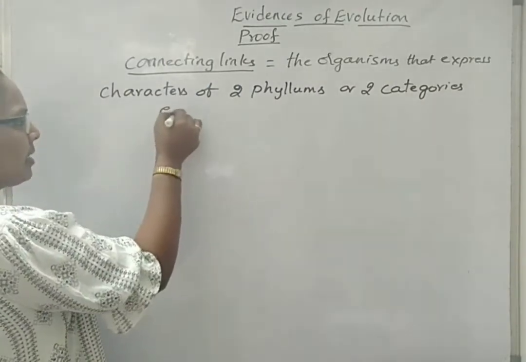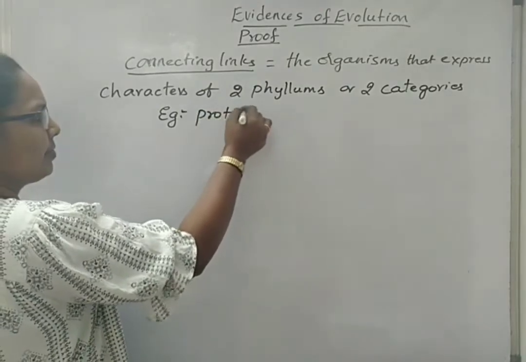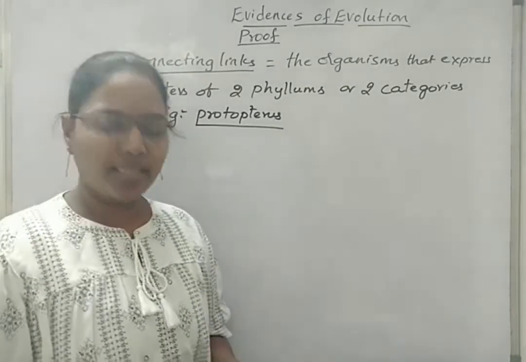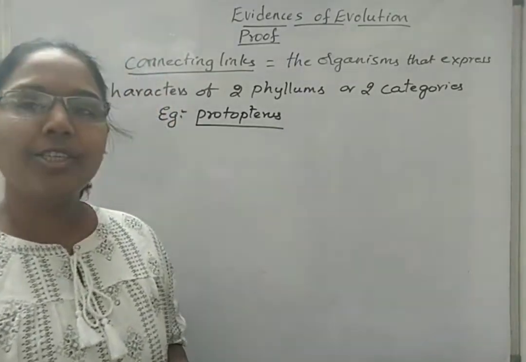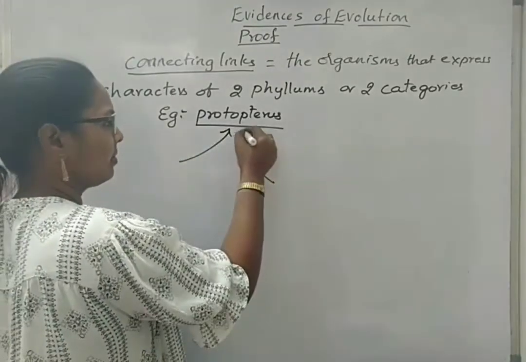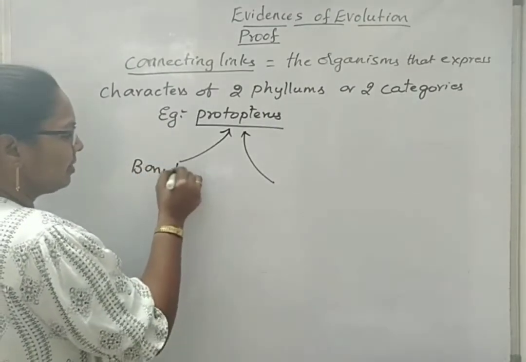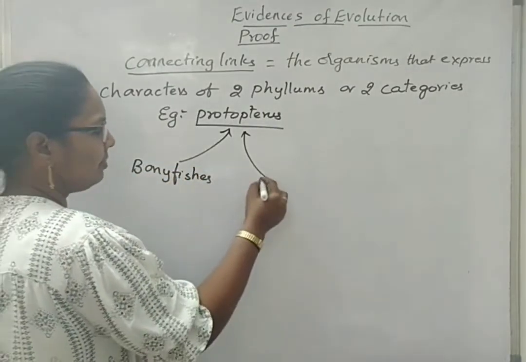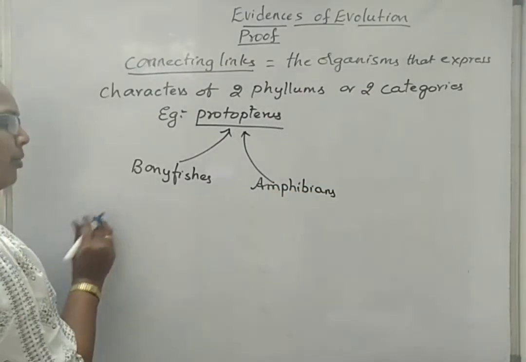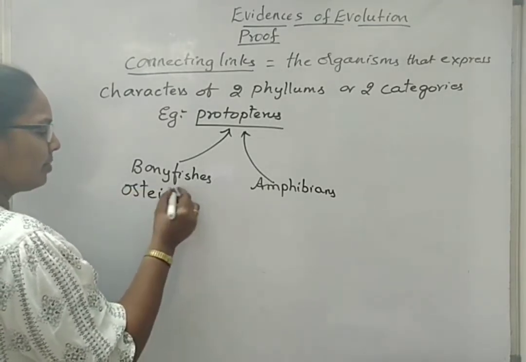So here we can see some examples like Protopterus. Protopterus is considered a connecting link between bony fishes and amphibians. Bony fishes are also termed Osteichthyes.